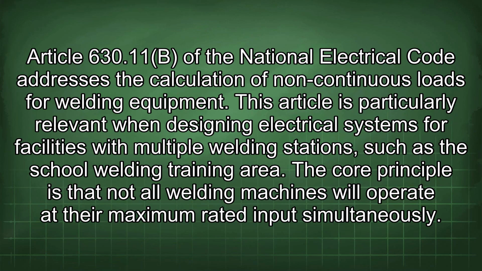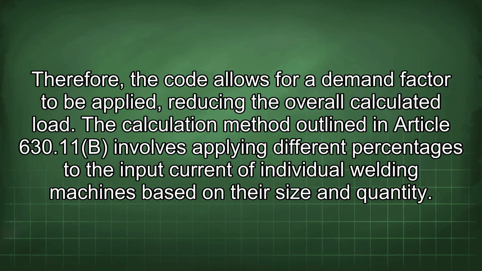Article 630.11(B) of the National Electrical Code addresses the calculation of non-continuous loads for welding equipment. This article is particularly relevant when designing electrical systems for facilities with multiple welding stations, such as the school welding training area. The core principle is that not all welding machines will operate at their maximum rated input simultaneously. Therefore, the code allows for a demand factor to be applied, reducing the overall calculated load.